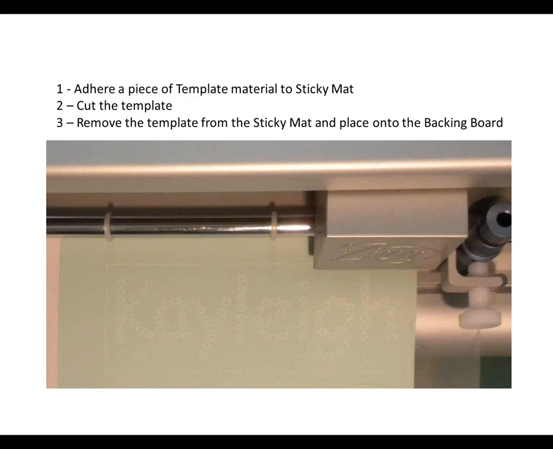So you're going to take a piece of your template material, and you're going to adhere it to your sticky mat. And then you're going to put it in your Zing and cut the template. And I don't know if you can see the little holes in here that it has cut into my template material, but when I grab a corner of this, I will slowly pull this back, and hopefully all these little circles will be stuck to my sticky mat. If not, I'll poke them out. Either way works. When I get this out, get all them little circles out of there, I'm going to take that template and place it onto a backing board.